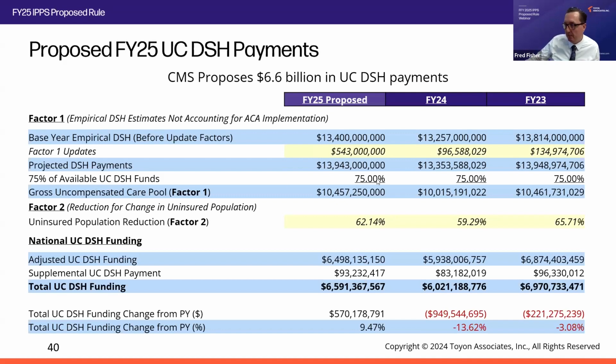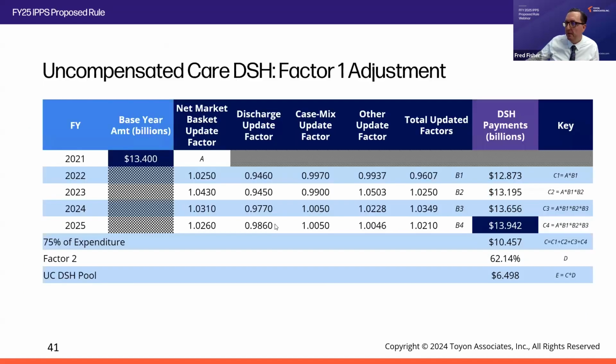So this is effectively how it works. It takes the base year and applies these adjustments. You take 75% of projected DISH payments, and that's what people mean when they say you get 25 to 75%. Then 62% of that number, so 62% of 75% of DISH payments, is $6.5 billion. They have the supplemental pool for other provider types, so that's how we get to $6.6 billion this year.